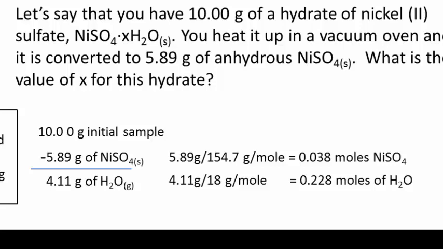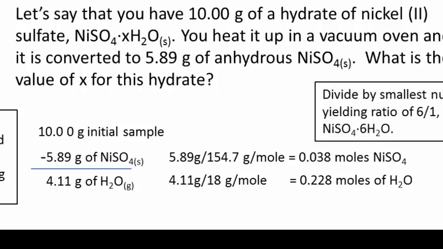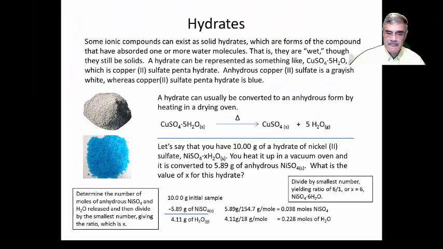The mass that was driven off, by difference, would have been 4.11 grams of water. If you then divide that by 18 grams per mole, you'd get 0.228 moles of water. Again, as we've done before, you divide both of these numbers of moles by the smaller one, the moles of nickel sulfate, and you'd get the value of X. In this case, we'd find that X is 6, and so this would be nickel(II) sulfate hexahydrate. So hydrates are problems similar to combustion analyses.